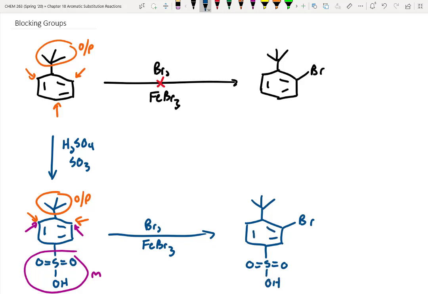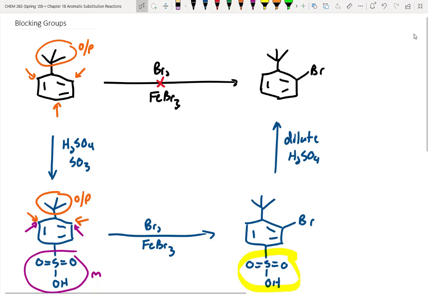And then, in order to remove this sulfonic acid group to get to our final product, if you remember, you can just treat this with dilute sulfuric acid, meaning sulfuric acid and water. If you add that in, that sulfonic acid group will pop off and you can get to your desired product. So, this is a pretty useful trick when planning out syntheses. All right, so we're going to stop right there, and then when we come back, we'll delve into doing some synthesis practice problems.